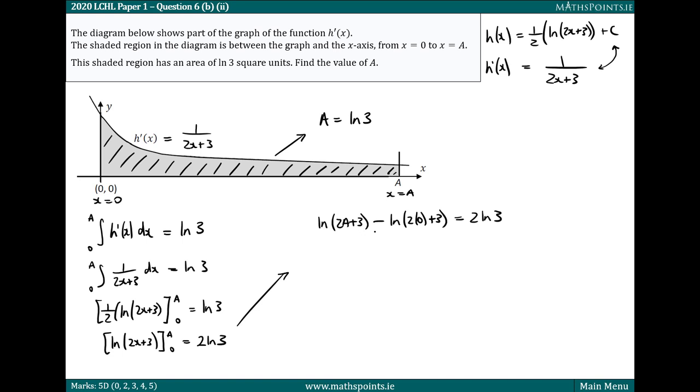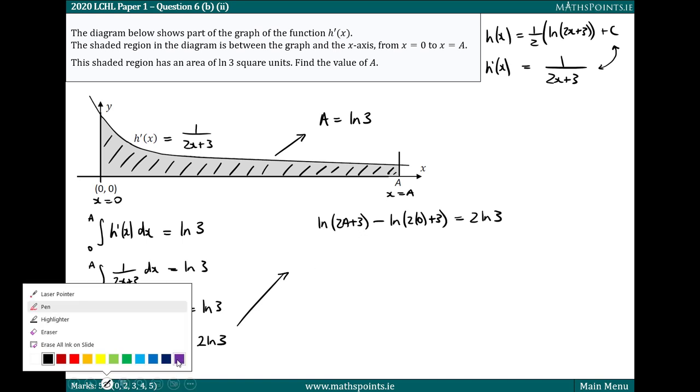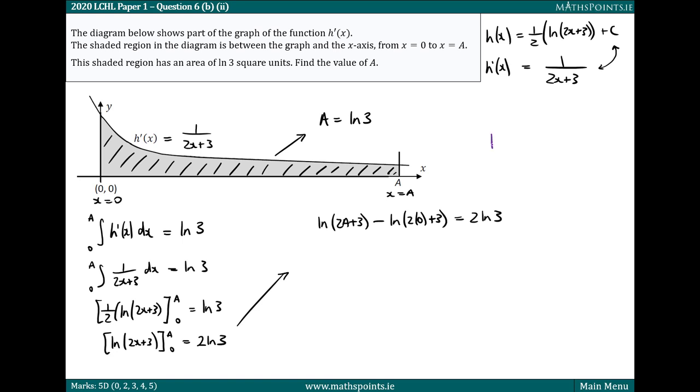Now, we have a rule in logs that says that if you have the log of a minus the log of b, we can join them and make one single log to whatever the base is. In this case, it's the natural log of a over b. We divide the two terms inside the brackets.